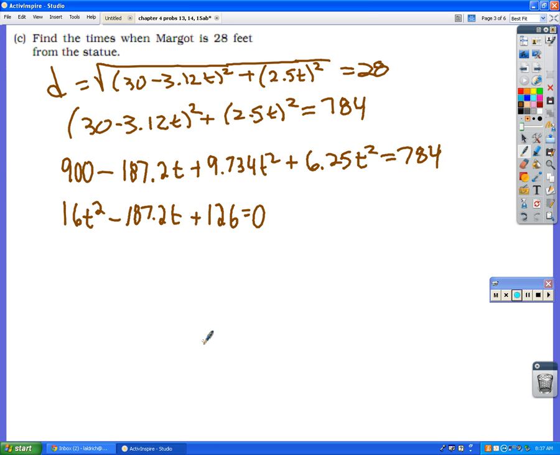Okay, is that what you came up with? I just use the calculator. You use the calculator, yeah, right. I know, you can use the calculator, you can graph it and all that kind of stuff, but it'd be good for us to practice the quadratic formula, just for fun. Okay, so the quadratic formula goes like how? Opposite of b, so 187.2 plus or minus the square root of b squared. What's that squared?